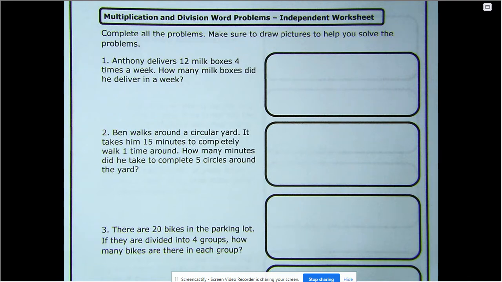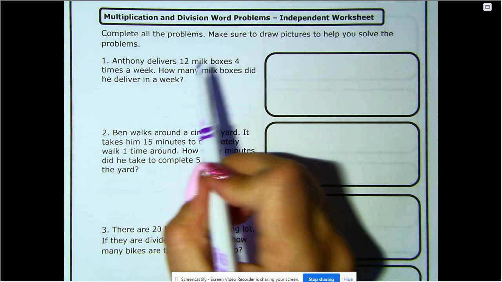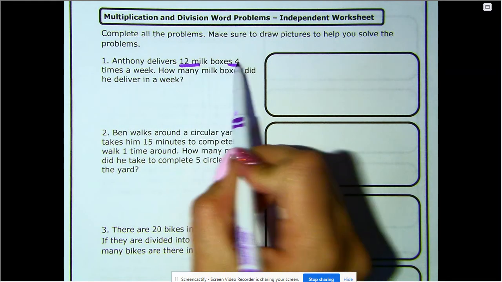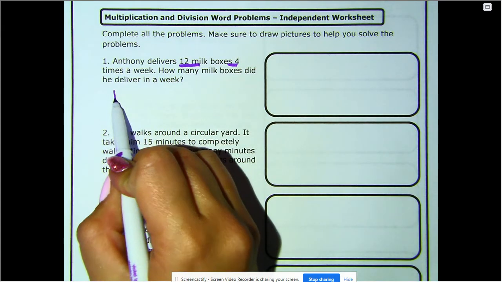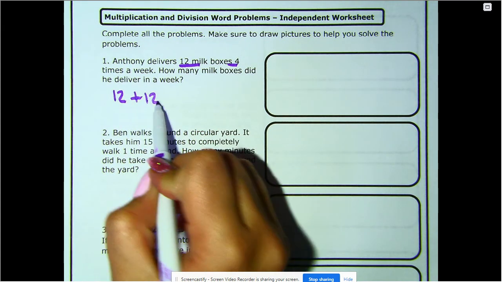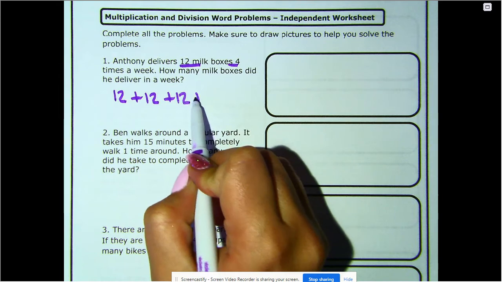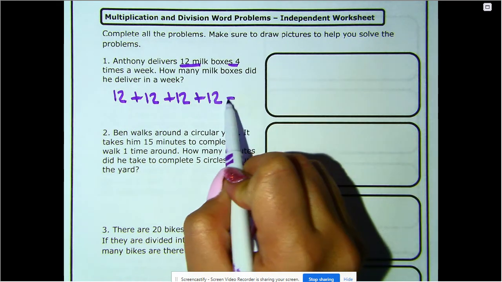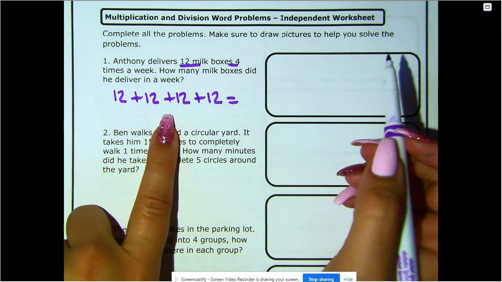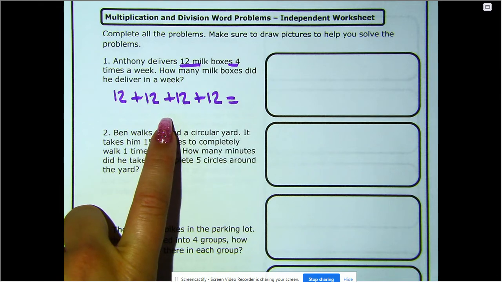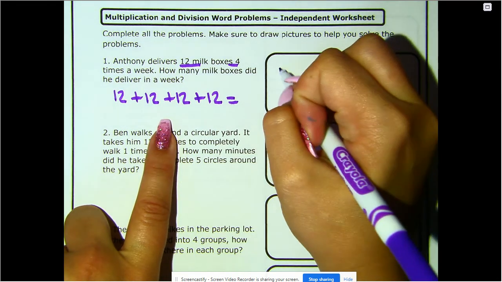How many boxes did he deliver in the week? Okay, so I know that he's delivering 12 boxes 4 times in that week. So I could take 12 plus 12 plus 12 plus 12 to figure out my total. But as I remember, an easier way to do repeat addition is going to be multiplication.